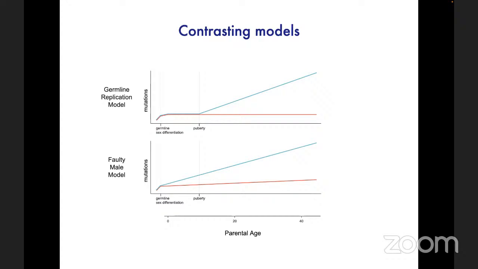So in the germline replication model, there's this kind of accumulation of mutations early in development. Actually, before the germline is set aside, it's extremely mutation prone. It's not protected in the way that germline is protected once you've set aside the germ cells. So there's this little bit of increase of mutations. There's a few mitoses in both sexes. Then everything is quiet till puberty. At puberty, males take off because of continued mitosis. Females just stay flat. In the faulty male model, again, there's this error-prone stage before germline sex differentiation. And then it's just that males accumulate at this higher rate than females, but both are going up with time.